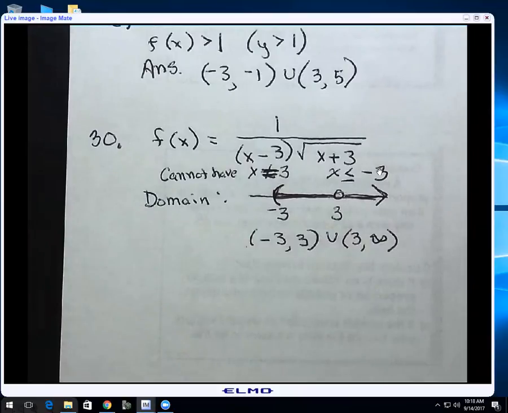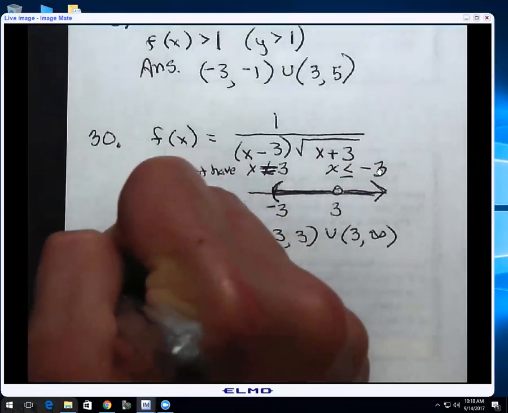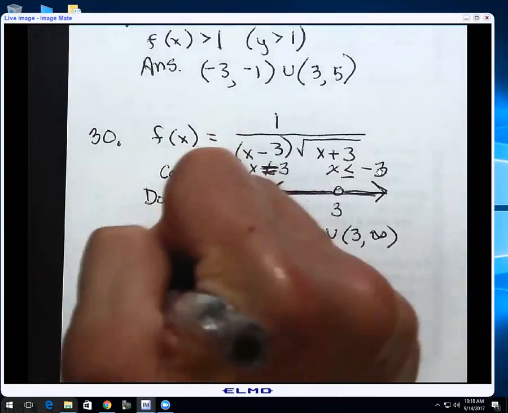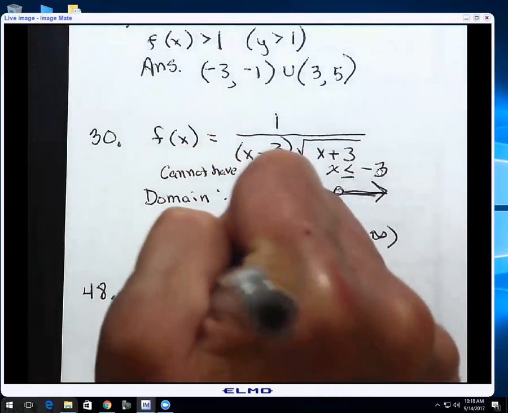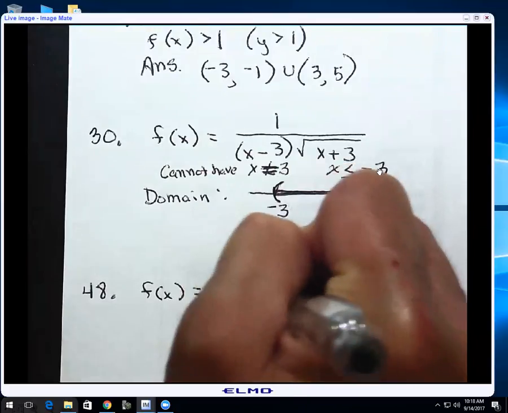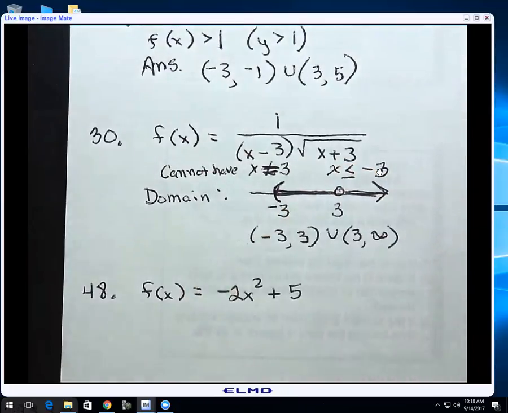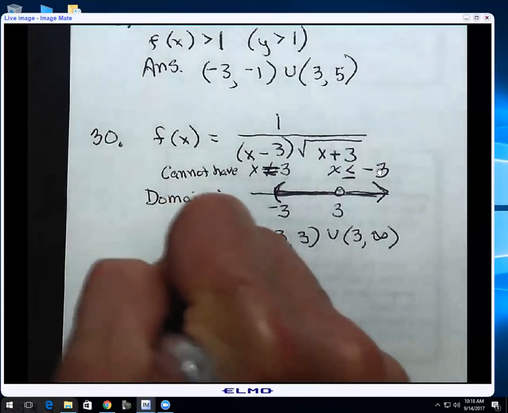All right, number 48 gives us a quadratic function, f of x equals -2x squared plus 5, and asks us to find something called the difference quotient.